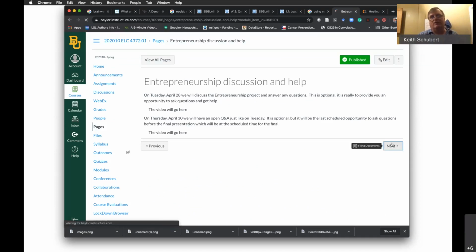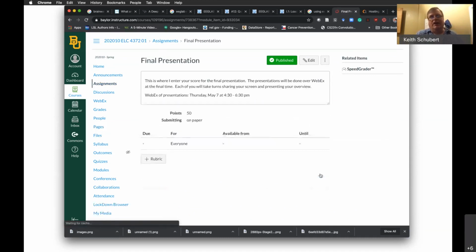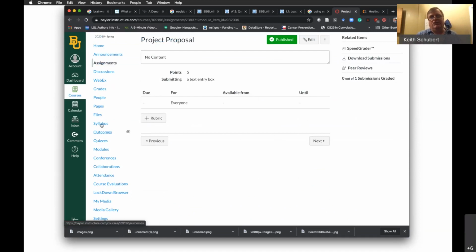So if you look, the rest of the stuff is uploading: upload your report, the filing document, and upload your slides and things of that sort. The project proposal should be done a little earlier. So when I'm talking about where all these things are, you can look under the media gallery, but I would suggest walking through the modules. The modules have a lot more information in them and do have the videos linked.